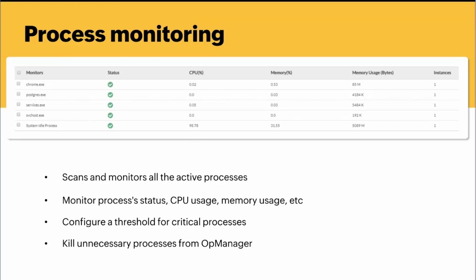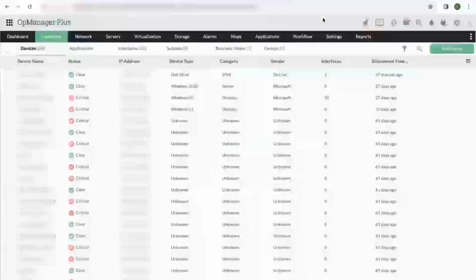So with OpManager, you can monitor active processes running on any machine, track the status, view the CPU and memory utilization of a particular process. You can assign thresholds for monitors and get instantly alerted on any breach incidents, and you can also choose to terminate or kill any unnecessary processes that are not required for your network needs. Now, let's see how this looks in the product.